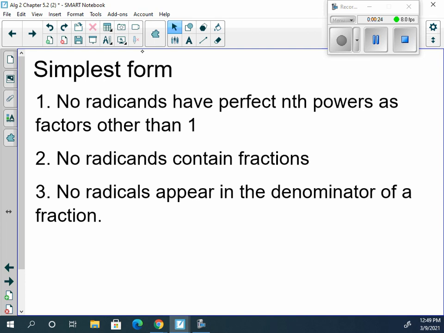If it's in simplest form, no radicands have perfect nth powers as factors other than 1. No radicands contain fractions, and no radicals appear in the denominator of a fraction. These are kind of guidelines so that we know that it's in simplest form. Now, some of the assignments that we have aren't necessarily keeping this first one true, because 7 to the 5/4 would be accepted. It's not technically in simplest radical form, but it's more in exponential form, so it kind of works. It's a little bit of a loophole.